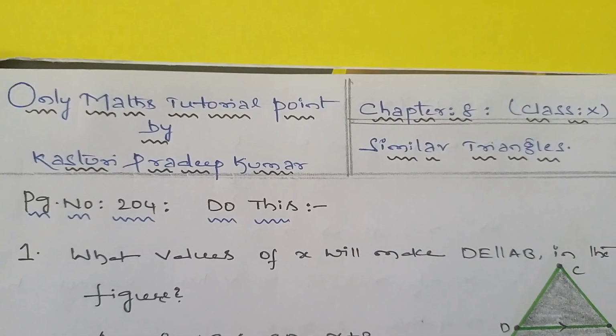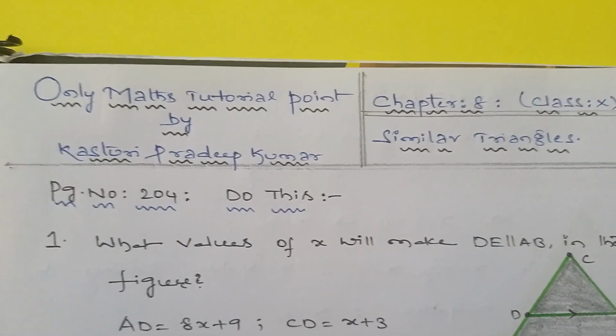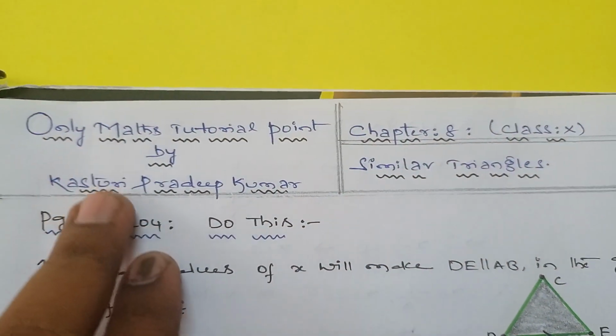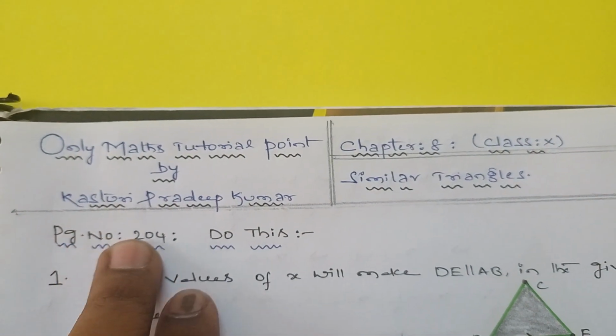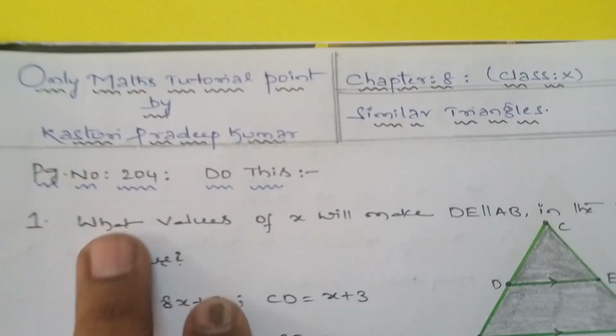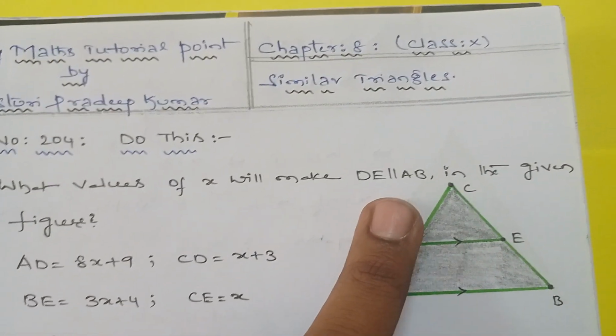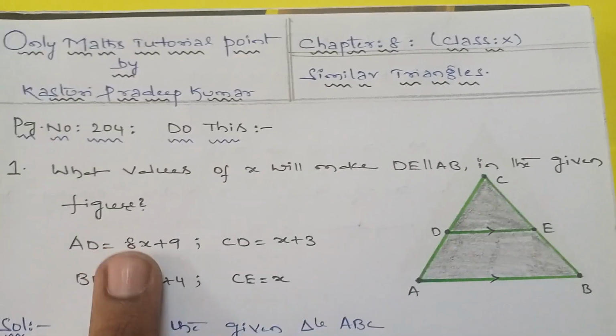Today we are going to continue with chapter 8 of class 10th, similar triangles, of the state syllabus Telangana. Page number 204. Do this exercise, guys. What values of x will make DE parallel to AB in the given figure?